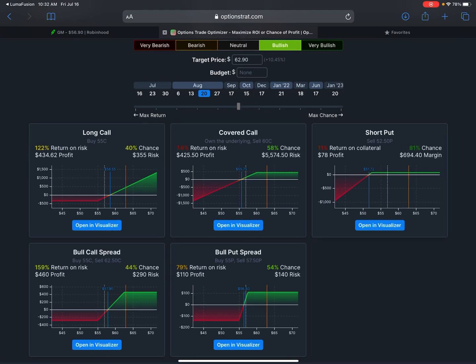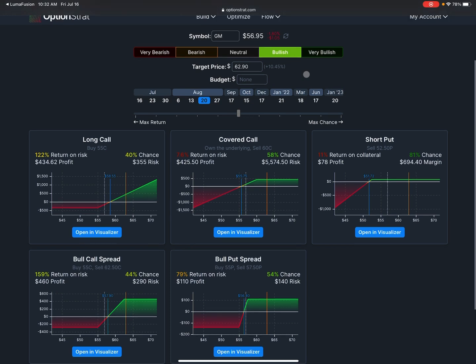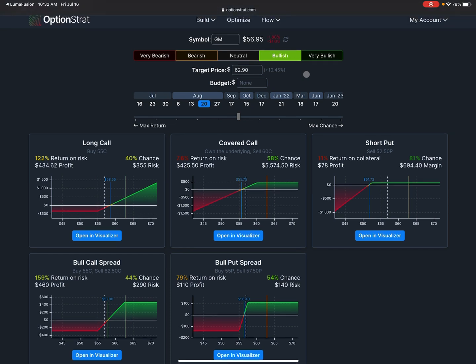Optionstrat has a lot of great features. One of the features is it gives you ideas on different options you can trade. For this particular stock, GM, I selected bullish for the stock, and then I gave an option expiry date of August 20th, meaning that I believe that this stock will move up before August 20th. And for me, it's simply because I know there's going to be earnings reports coming out pretty soon.